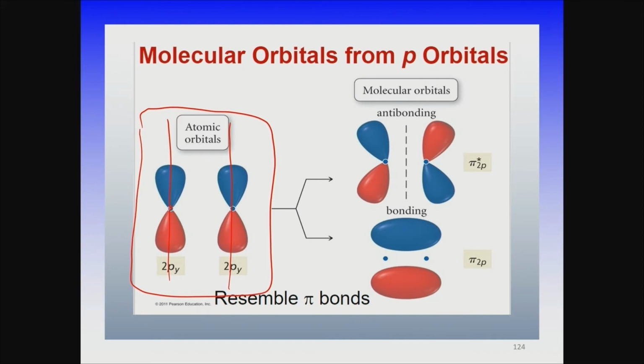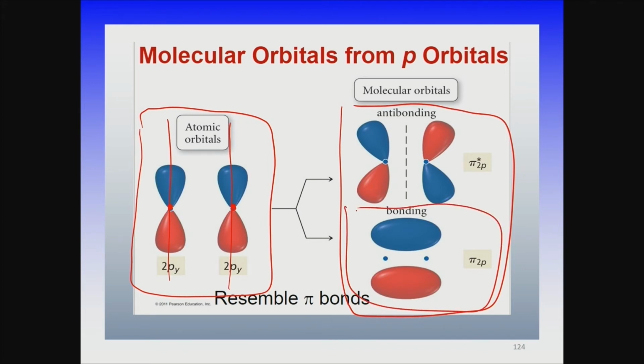And you have the nuclei here. I'm marking the nuclei of the atoms there. And so what you can do is you can merge those two p orbitals that are oriented on the y-axis together to form two new molecular orbitals. And so like before, you'll get a bonding orbital, which I'm putting a box around, but also you'll get this antibonding orbital. And so let's talk about what the shape of the bonding orbital is.